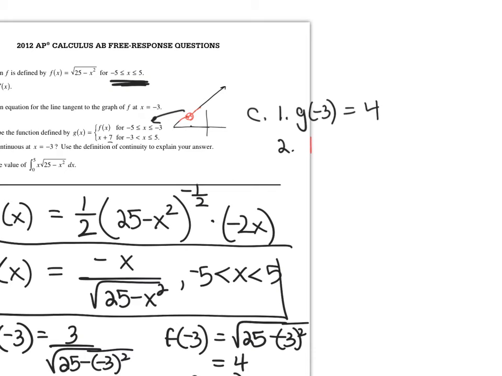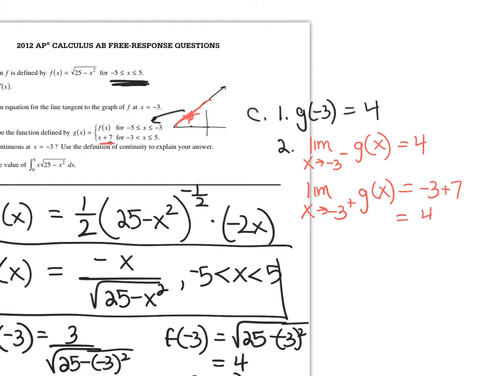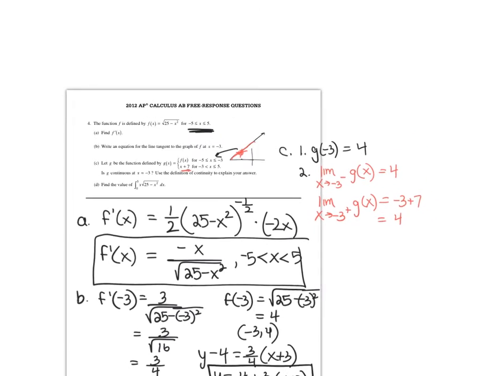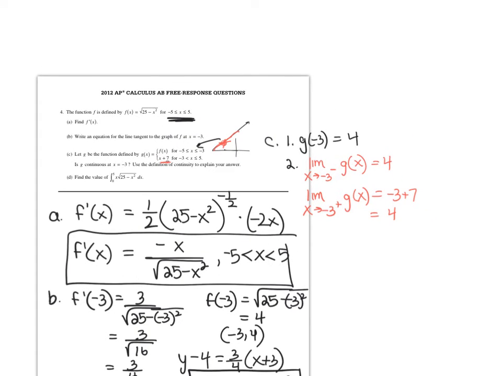We need to find the limit as x approaches -3 from the left of g of x, and that's this function height from the left, which we already know is 4. Then we got to do it from the right. So the limit as x approaches -3 from the right of g of x. Now we're looking at the value of the line, which is x plus 7. So that's -3 plus 7, which equals 4. So since the limit from the left equals the limit from the right, the limit as x approaches -3 of g of x equals 4.